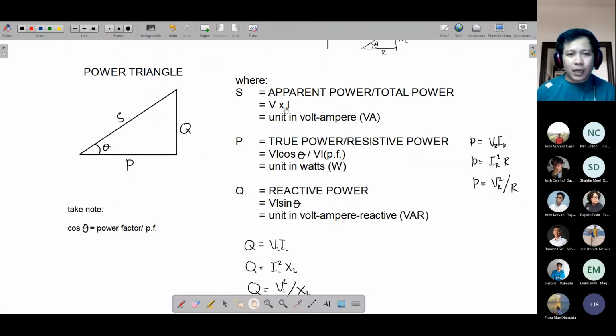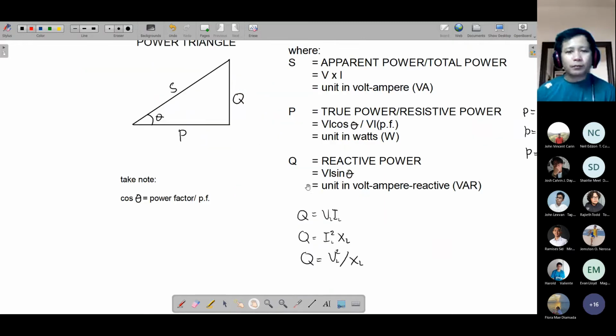Okay? Now, these are the three different kinds of power. Now, let us move on to the power factor. The power factor is closely guarded by VECO. Okay? It is closely observed by VECO or LEECO, BOHECO, DAVAO LIGHT, or whichever electric company you have. This is closely observed, the power factor.